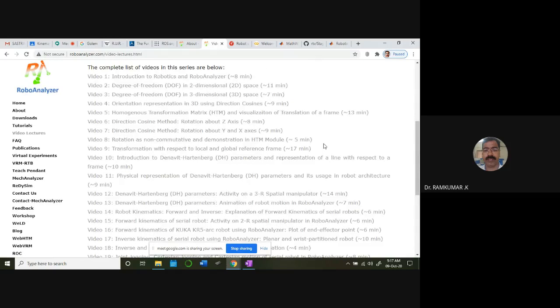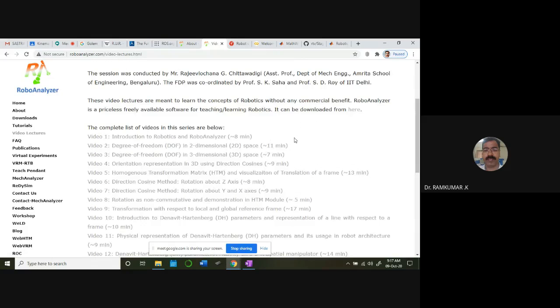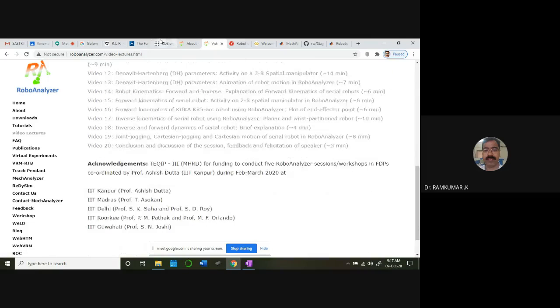the first unit, once you know what the homogeneous transformation, direction cosine method and all this are, then maybe you can sit through and complete this in a week and then start working on the assignments. Okay, that will be useful. Robo Analyzer is an important software for our subject. It's prepared by professors from IIT Delhi. So that I would like to tell now.